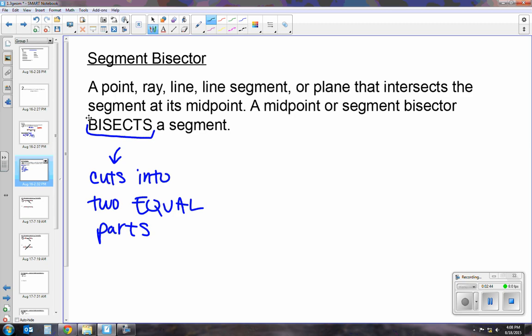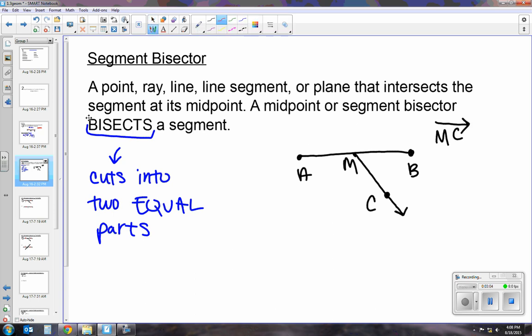So let's start off with a segment. We have segment AB. And then we can have a bisector. We can have a ray that's coming off of here. Here's the middle. Let's do C. So we can say that ray MC is a segment bisector. And therefore, AM and MB are congruent or equal.